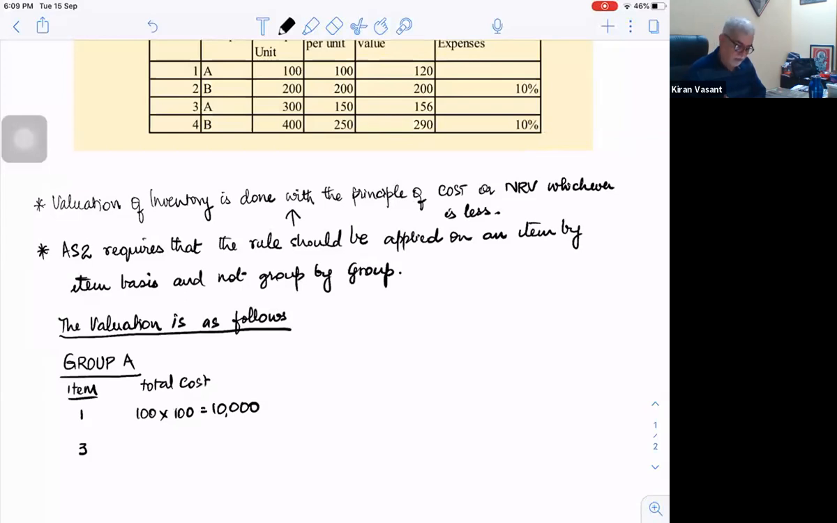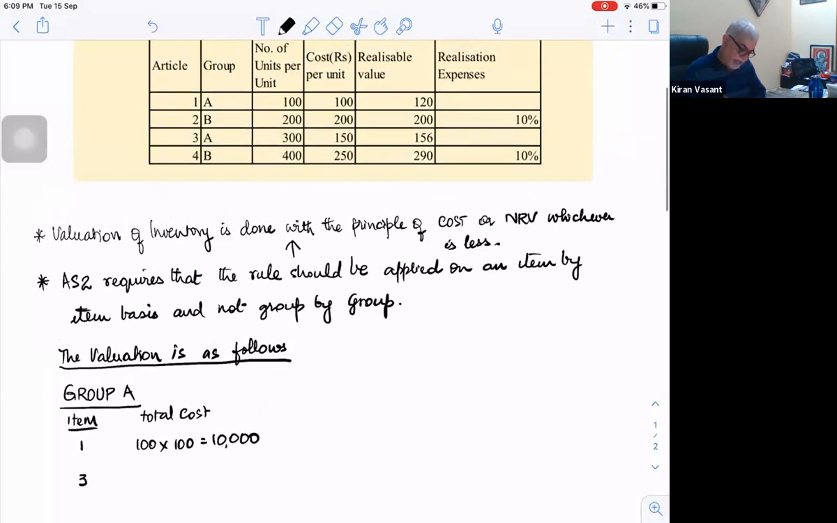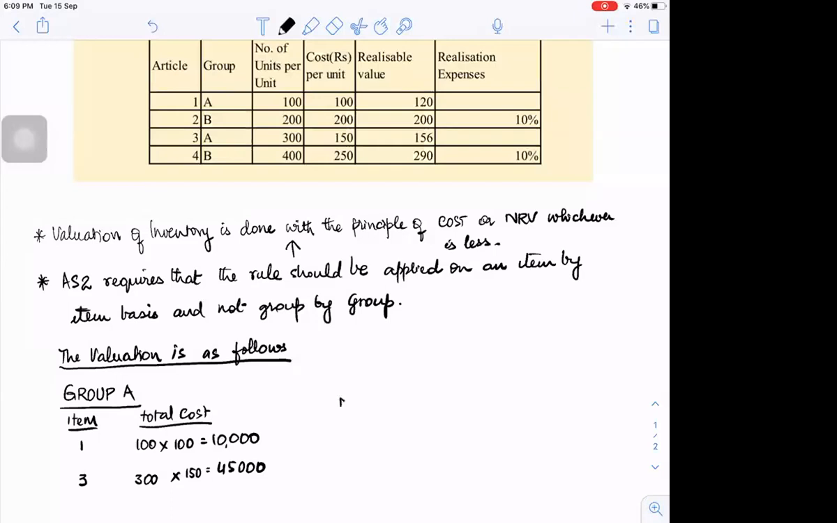Similarly, for item 3, units is 300, cost per unit is 150. So that will make it 45,000. Now, this is the cost. This is the NRV.